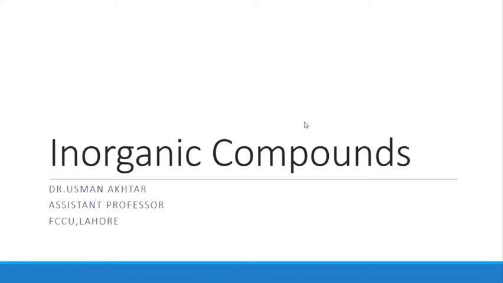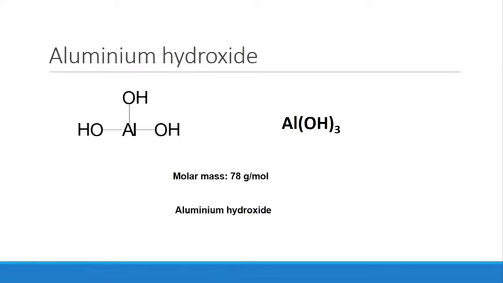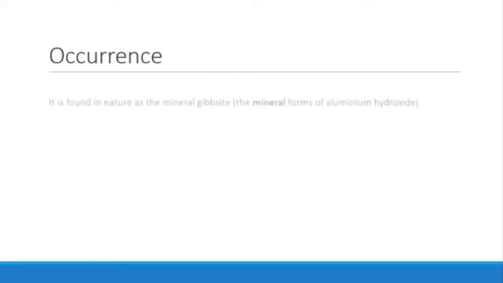So we will start with inorganic compounds, and our first compound is aluminum hydroxide, Al(OH)3, with a molecular weight of 78 gram per mole. We have one aluminum and three hydroxyl groups attached to the aluminum. So what is the occurrence?